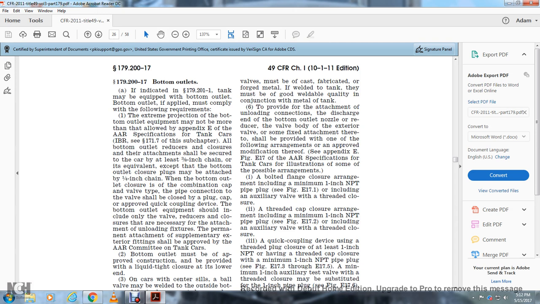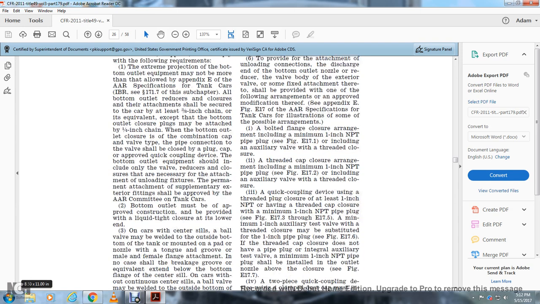The bottom outlet closure is a combination of the cap and the valve type with the pipe connection with the valve shall be submitted. It shall be closed with a plug or cap approved with the quick coupling device. The bottom outlet equipment shall include only the valves, reducers and closures that are necessary for the attachment of the unloading fixture. The permanent attachment of supplementary exterior fittings shall be approved by the AAR Committee on Tank Cars.